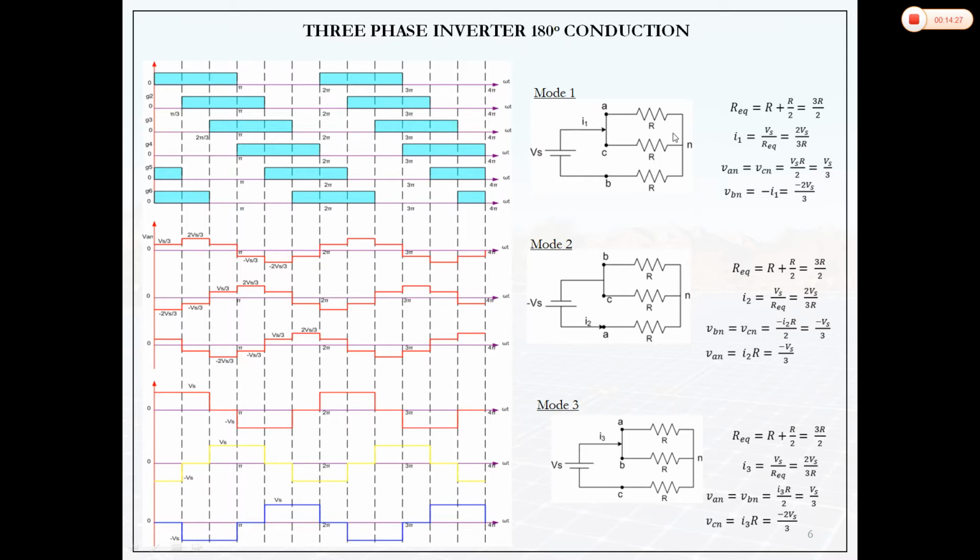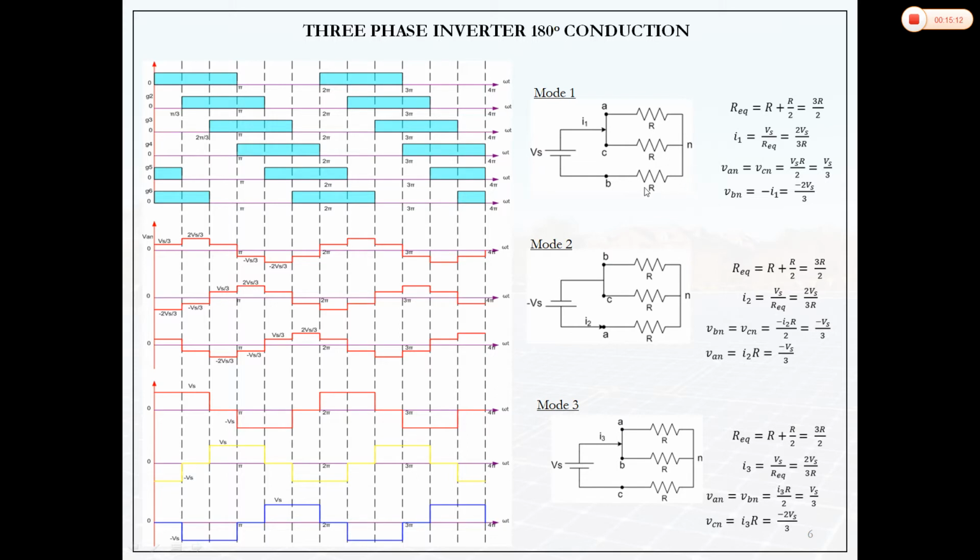Now we can find VAN. This current will divide, half here and half from the other branch, because these two resistances are equal. If you apply the current division rule, half of the current will flow through each branch. So the voltage VAN will be I1 by 2 times R, that is Vs upon 3R into R, which results in Vs by 3. So VAN is Vs upon 3. Similarly, VCN will also be Vs upon 3 because these two are in parallel.